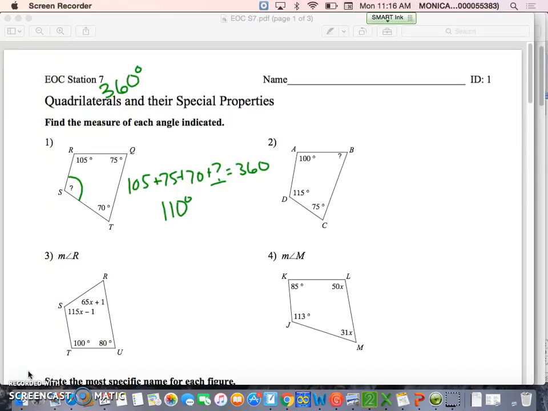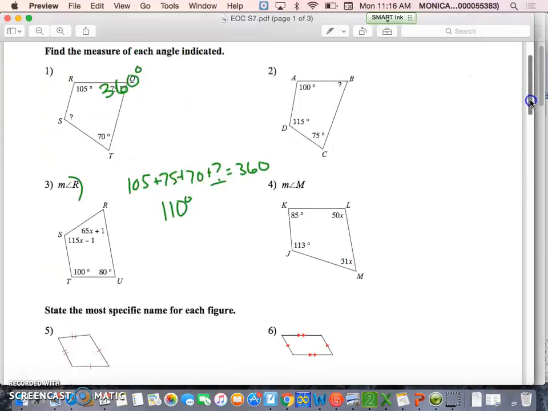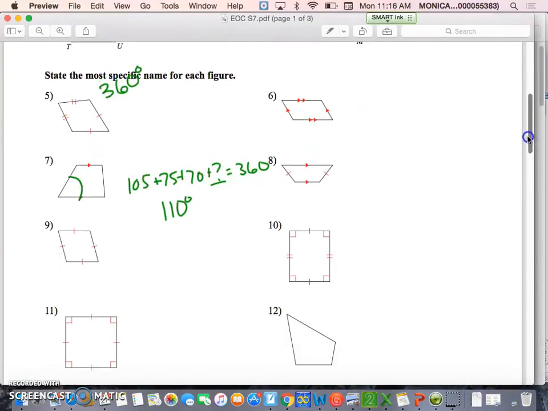You're going to do numbers 2, 3, and 4 exactly the same way. Except, if you'll notice, numbers 3 and 4 have variables. But you should have no problems with this.